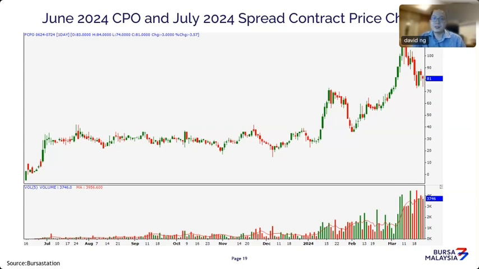So basically this is showing you the June, July. You can clearly see volume starts to pick up as the June or July contract starts to be more active. And usually when you see high volume, these are the particular calendar spreads that you should be doing.